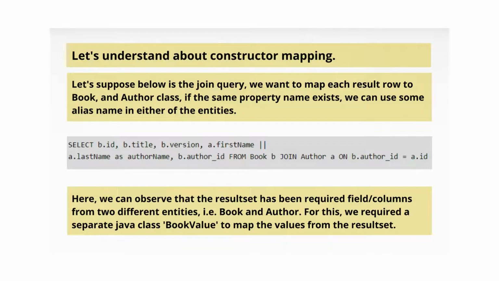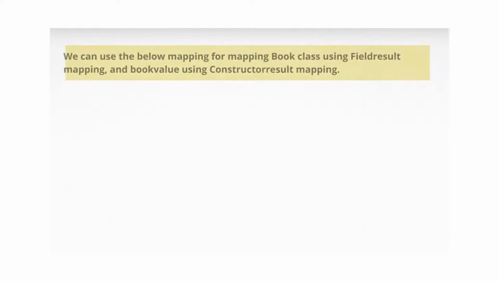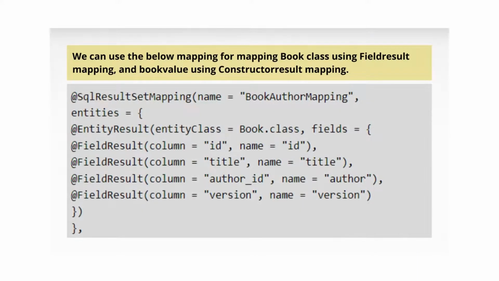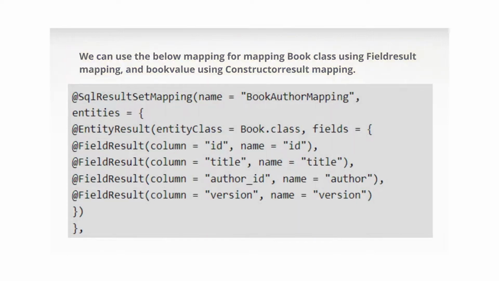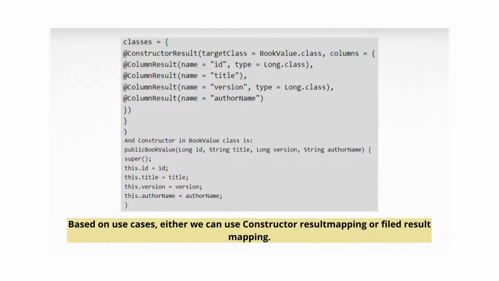book and author. For this, we require a separate Java class, BookValue, to map the values from the result set. We can use the below mapping for mapping the book class using field result mapping, and BookValue using constructor result mapping. Let's check the example below. Based on use cases, we can use either constructor result mapping or field result mapping.